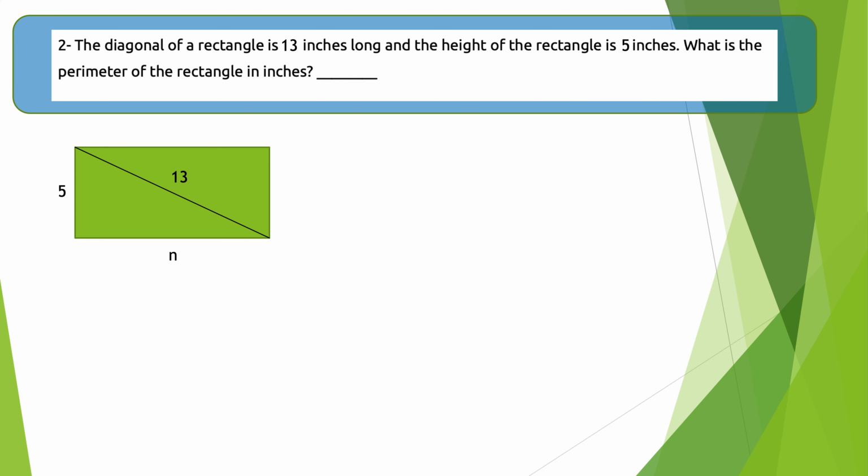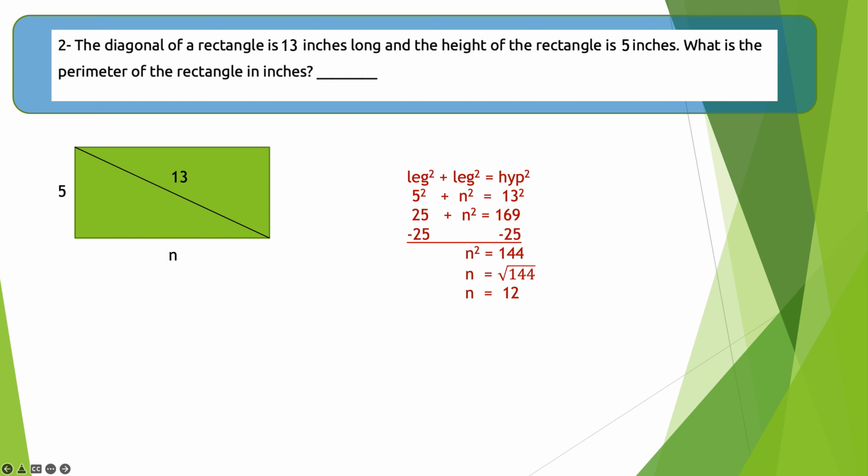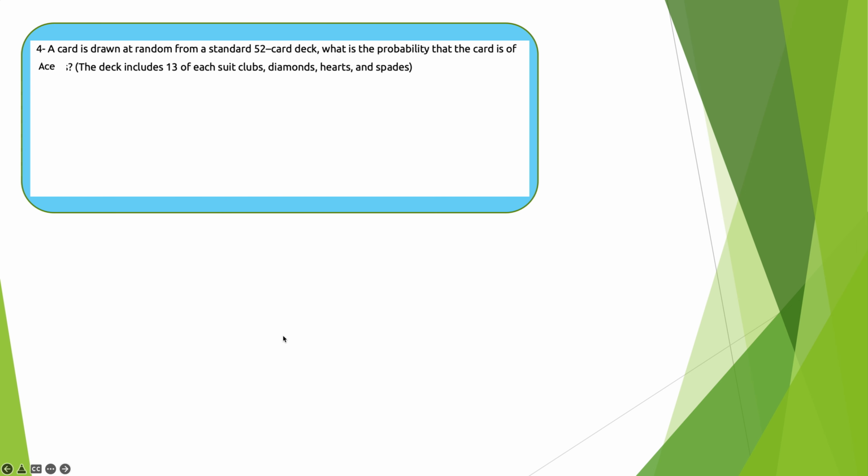Solving for n, Pythagorean theorem: leg squared plus leg squared is hypotenuse squared. 5 squared plus n squared is 13 squared. 25 and n squared is 169. Subtracting the 25, n squared is 144. Square rooting it, n is 12. So the missing side is 12. And I've got the left, which is 5, the bottom, which is 12, the right, which is 5, and the top, which is 12. Add them all up. Perimeter is 34 inches. Let's go.